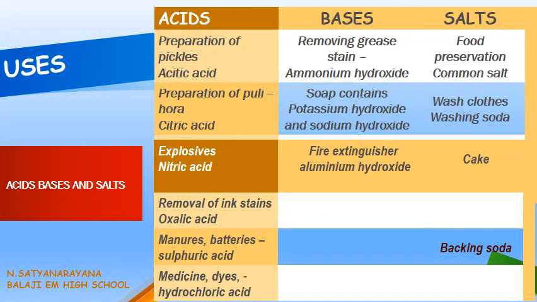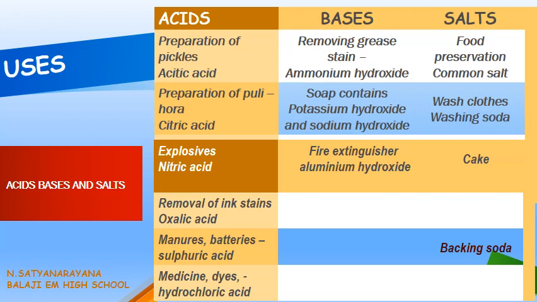So we'll learn some of the uses of acids, bases, and salts. You know, 5 to 10% acetic acid is vinegar. Vinegar is used in the preparation of pickles, for preservation of the pickles. And citric acid is present in lemons. So in the preparation of pulihora, citric acid is used.